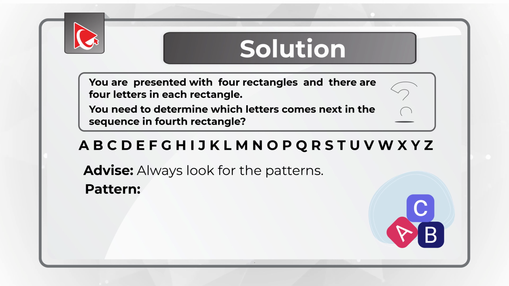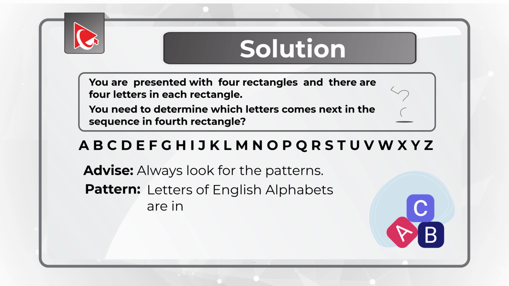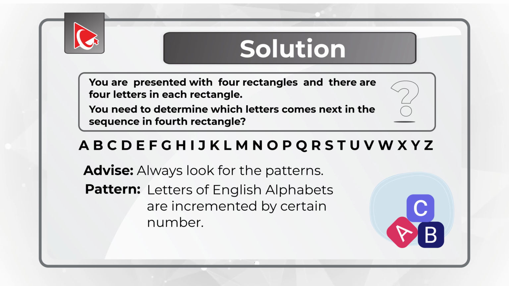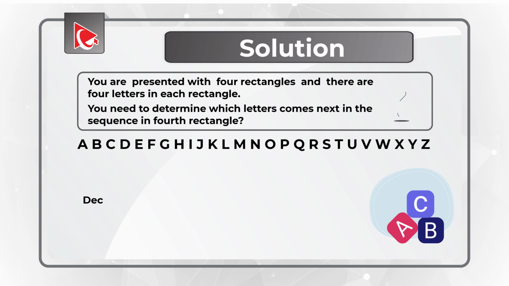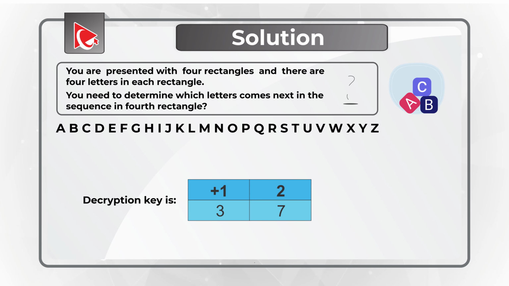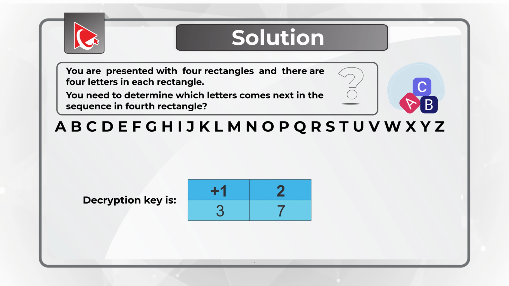As you might have guessed, letters of the English alphabet are incremented here by a certain number. The increment number is different for each section of the rectangle. And the decryption key, if you're familiar with encryption and decryption, is 1, 2, 3, and 7.